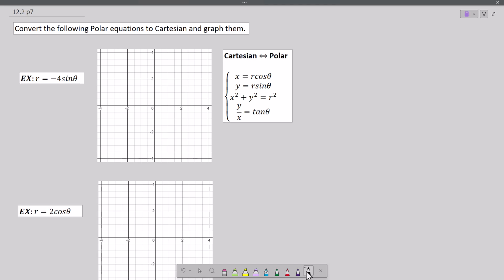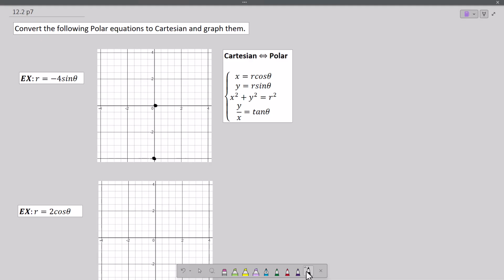So if we were to look at this and plug in theta equals 0, sine of 0 is 0. So this would be the origin. Okay? And then we rotate up to pi over 2. Sine of pi over 2 is 1. Multiply by -4, we'll be at -4. So we're right there.